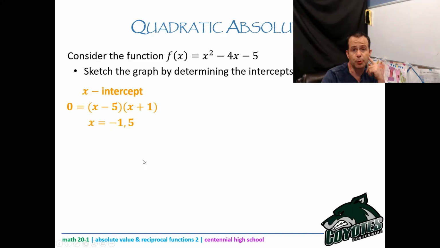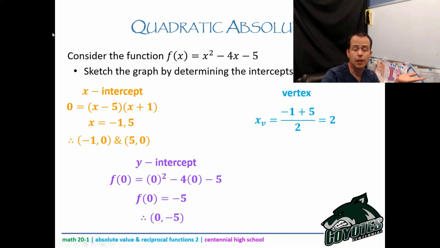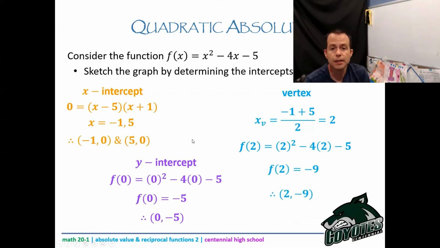So I know that those are points I can plot. I know that my y-intercept will be at 0, negative 5, just plugging in 0 for x if I'm unsure of that. Then I know my vertex. Well, I know the x value of my vertex has to be the average of negative 1 and 5, and so the x value of my vertex has to be 2. Now I'll plug 2 into the original equation. So 2 squared minus 4 times 2 minus 5, and that's going to give me f of 2 equals negative 9. So I know I have the vertex at 2, negative 9.